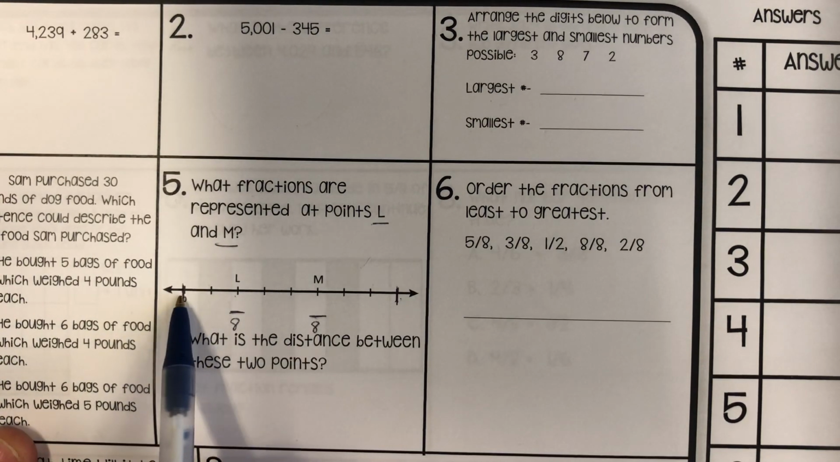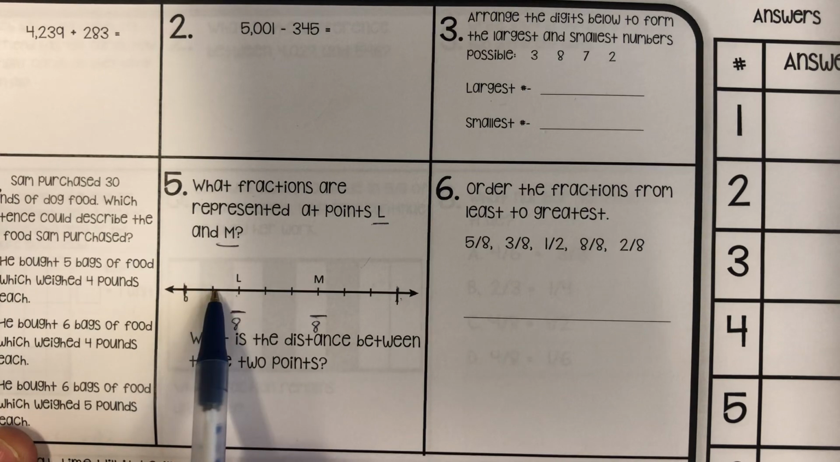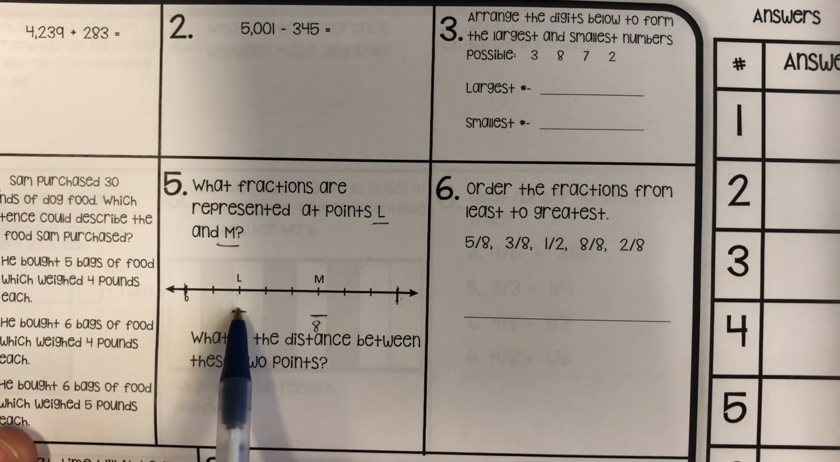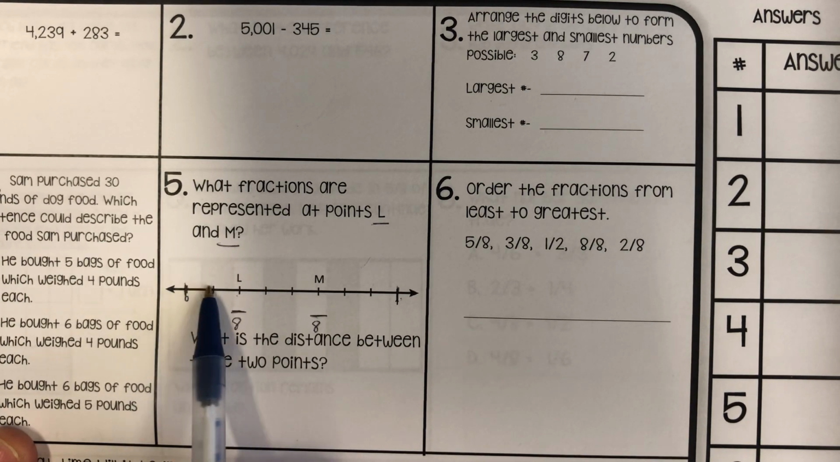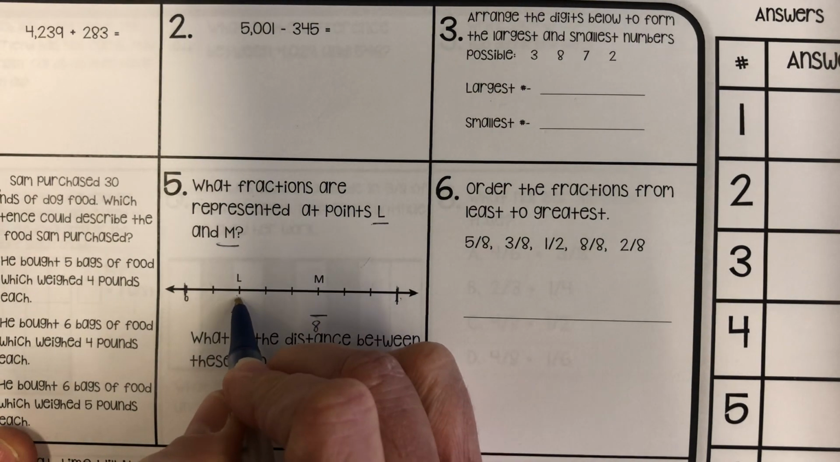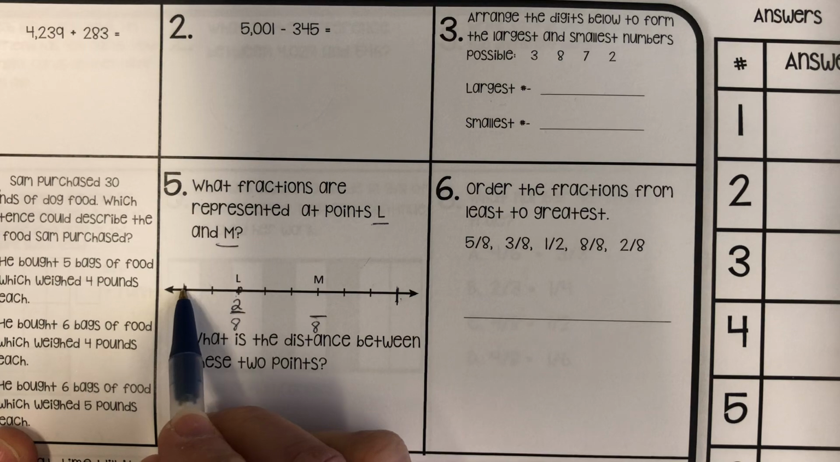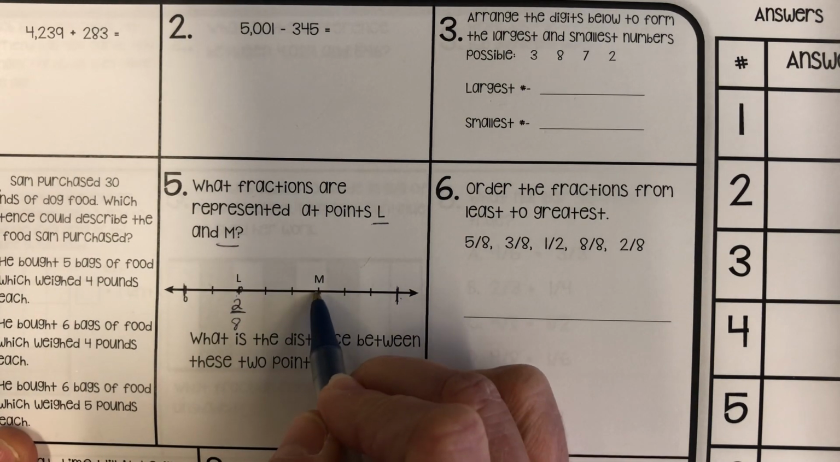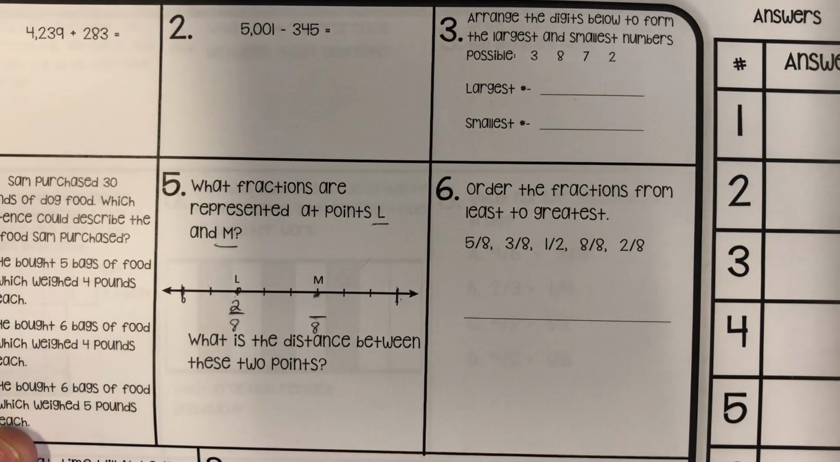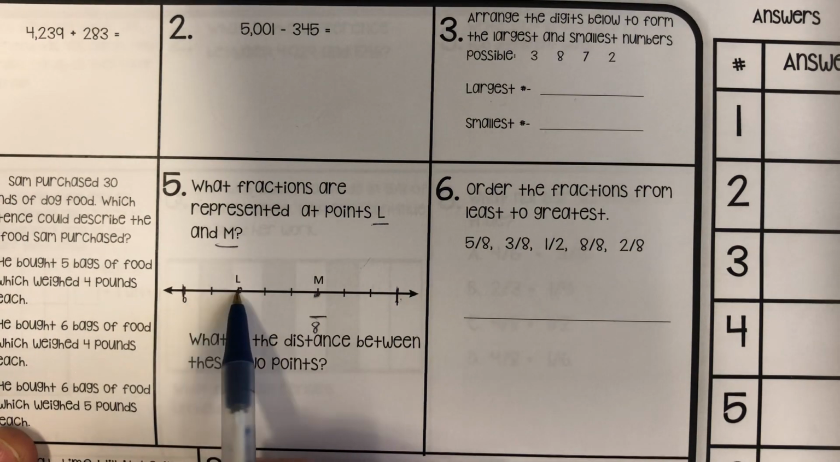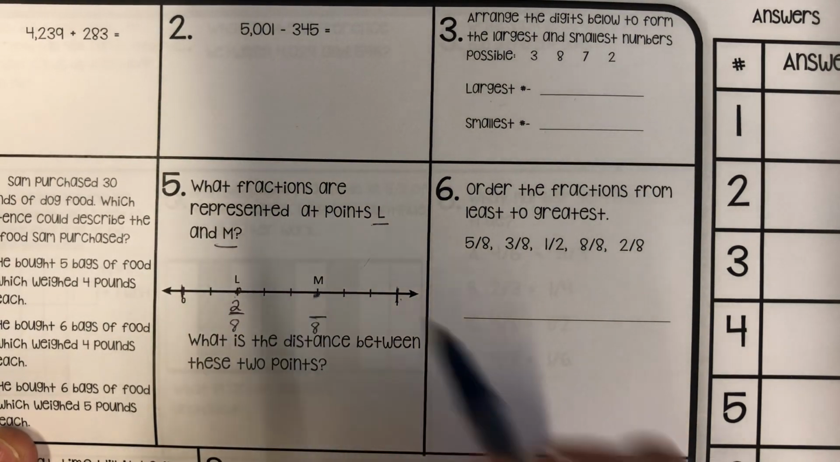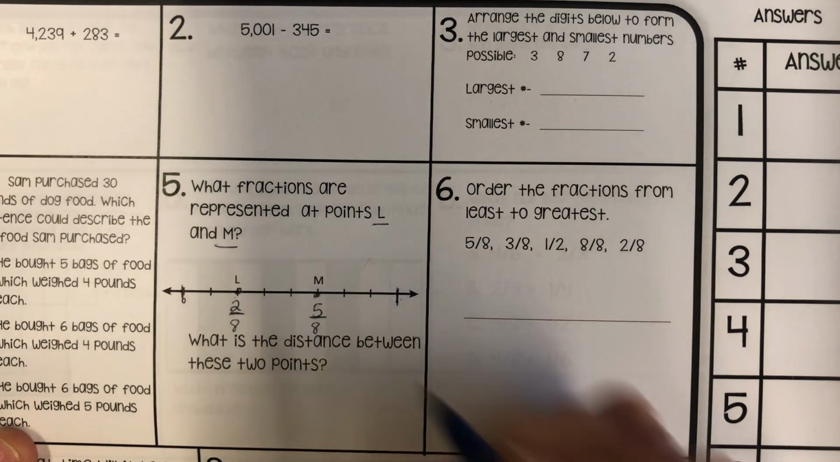Okay, and now how many 8s is at L? What should you put there? So that should be 2 8s. Okay, L is at 2 8s. And M would be, count, see how many 8s do you have by the time you get to M? So you have 1, 2, 3, 4, 5, okay? So M is at 5 8s, okay?